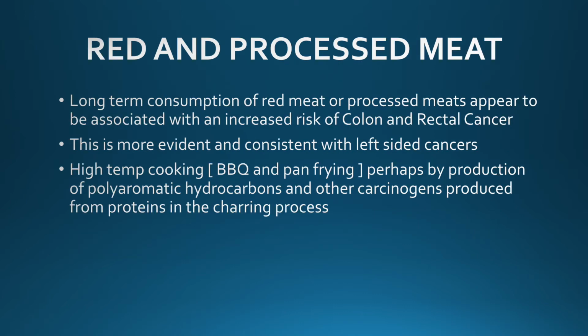I often get asked whether red and processed meat increase the risk of colorectal cancer, and the data is not entirely consistent. There is evidence that long-term consumption of red meat or processed meat appear to be associated with an increased risk of colorectal cancer. This is more evident and consistent with left-sided cancers. High temperature cooking, barbecue and pan frying, perhaps by the production of hydrocarbons and other carcinogenic products produced from the proteins in the charring process, potentially increase the risk of colorectal cancer.